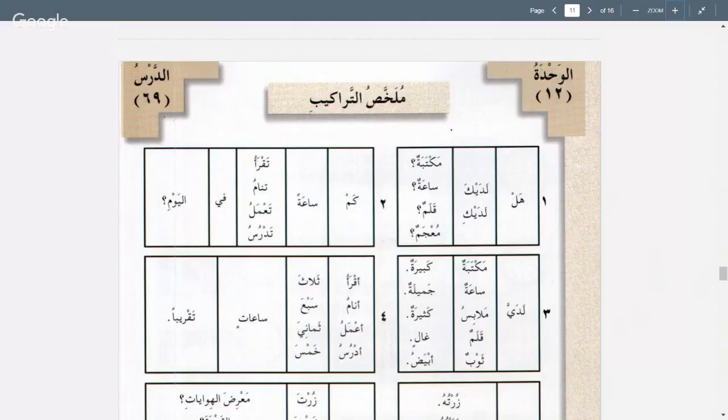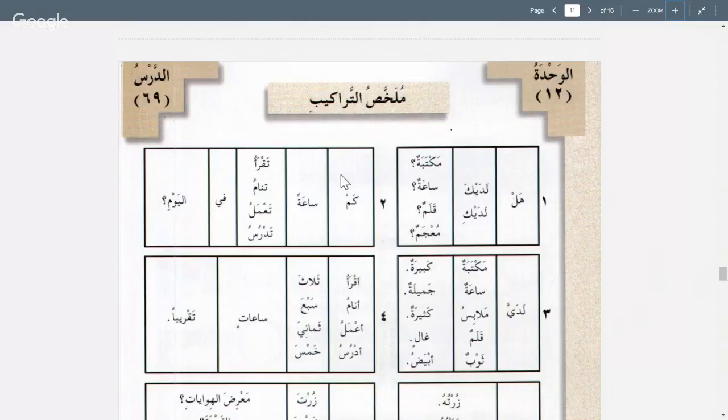Okay. Box number two, Lena. كم ساعة تقرأ في اليوم؟ How many hours do you read in a day? Good. كم ساعة تنام في اليوم؟ How many hours do you sleep in a day? Mm-hmm. كم ساعة تعمل في اليوم؟ How many hours do you work in a day? Mm-hmm. كم ساعة تدرس في اليوم؟ How many hours do you study in a day?